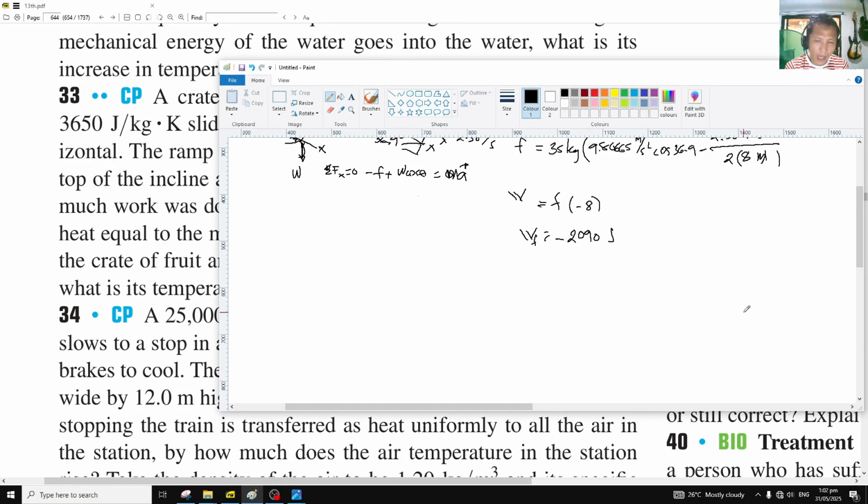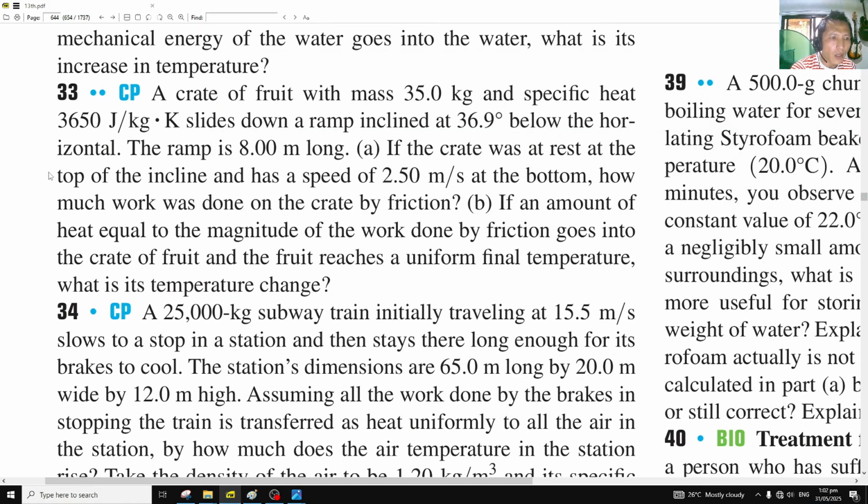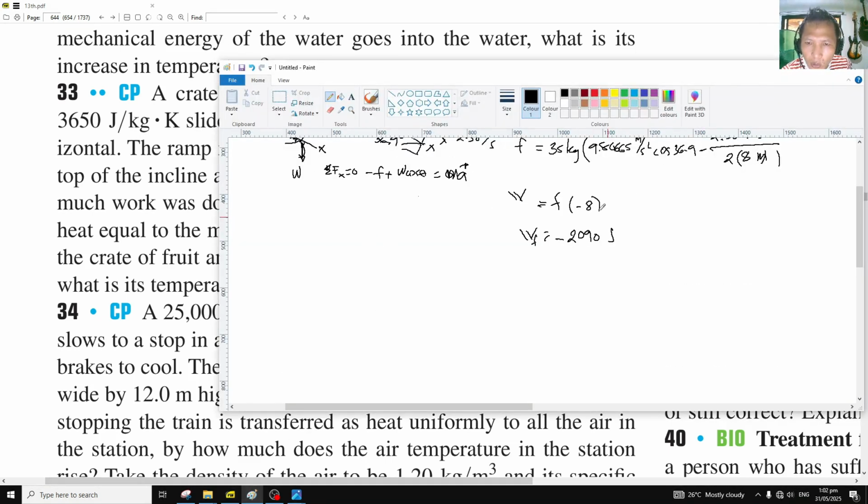So that would be A, and then I could have my B. B: if an amount of heat equal to the magnitude of work done by friction will make a temperature change. So kumbaga, medyo hindi totoo ang problem, pero kung sakali, this work is passed on by friction and becomes the heat of the crate. So meaning, you would say that Q would be equal to that W.